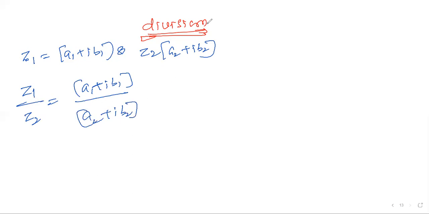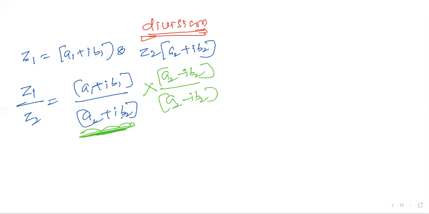After this, what you have to do is rationalize the denominator. What is the term there? With the complex conjugate of the denominator, you have to multiply and divide both. What is the complex conjugate of the denominator? A2 plus iB2 means A2 minus iB2. I told you this in the first formula. Clear?